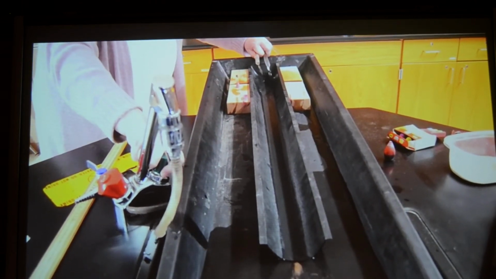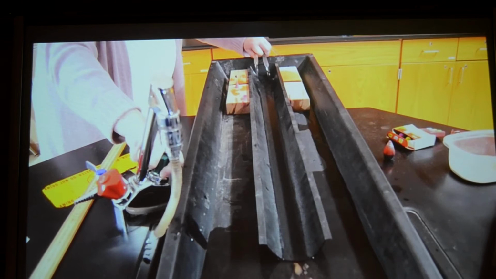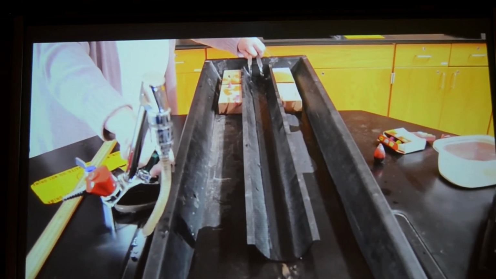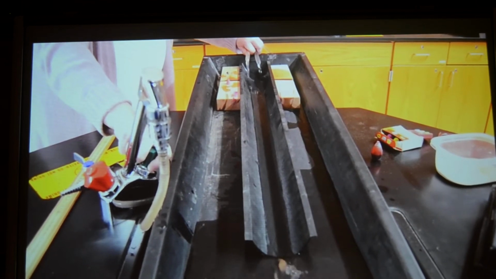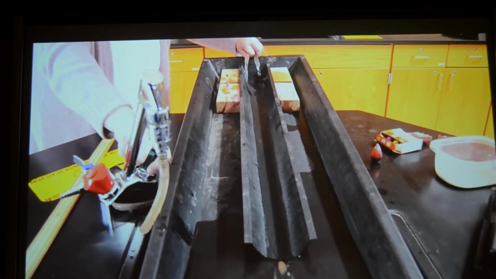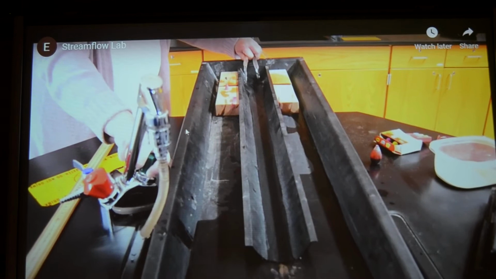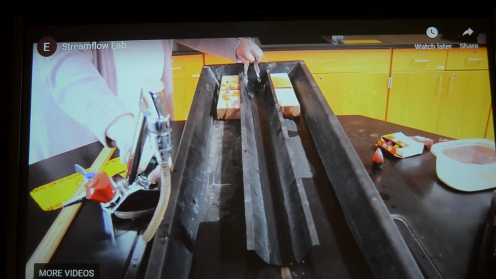Now if I increase my volume, I need you guys thinking back to your notes. If I increase my volume, what should happen to my velocity? You're right, the velocity should increase. So if I'm looking at the video, how did we increase the volume of the water? You're right, we added a second hose.